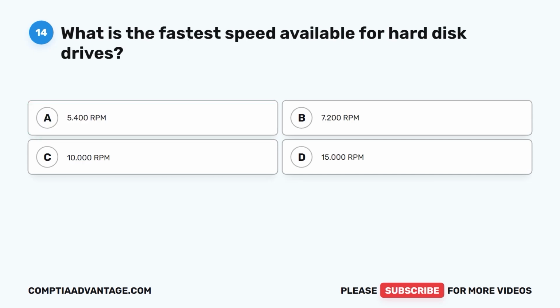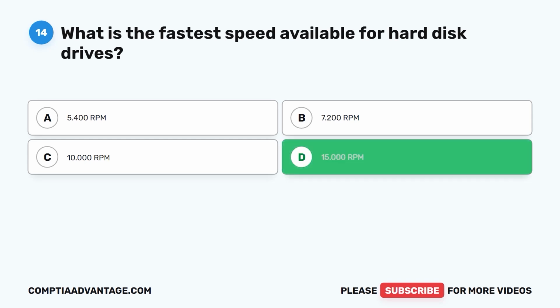Question 14. What is the fastest speed available for hard disk drives? A. 5.4K RPM, B. 7.2K RPM, C. 10K RPM, D. 15K RPM. The correct answer is D.